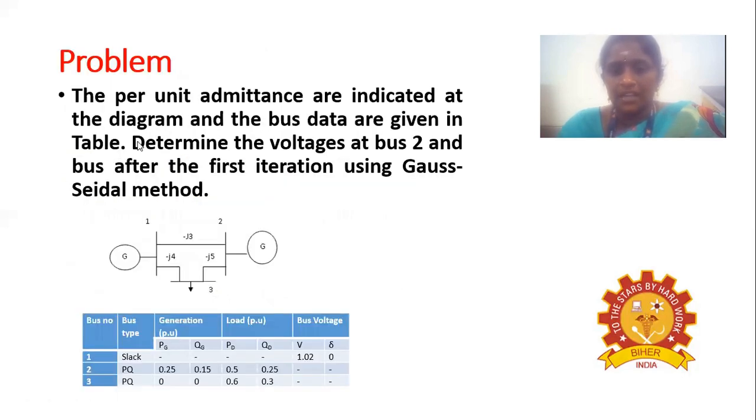So one example, one problem I will explain for how to apply the Gauss-Seidel method to find the solutions. Okay, the per unit admittances are indicated in the diagram. Okay, admittance values -3, -4, -5 are given. Determine the voltage at the second bus and third bus after the first iteration using the Gauss-Seidel method. So in this table, the real and reactive power line flow data is given.